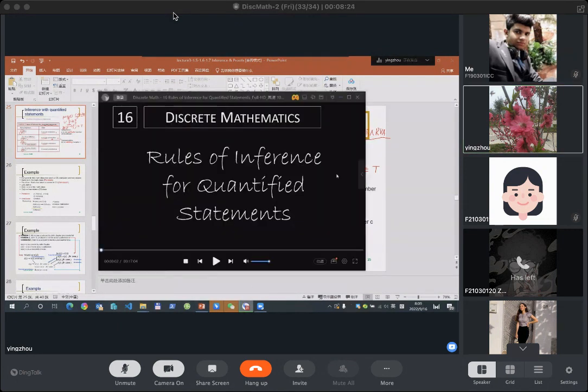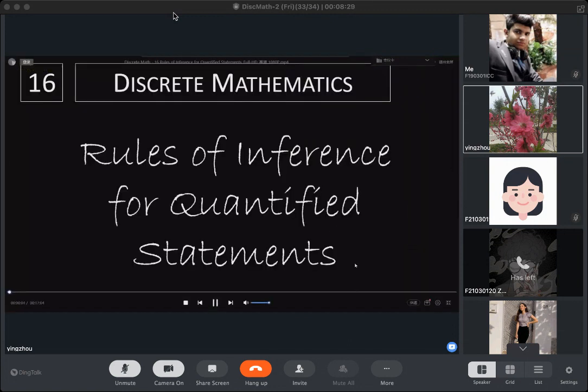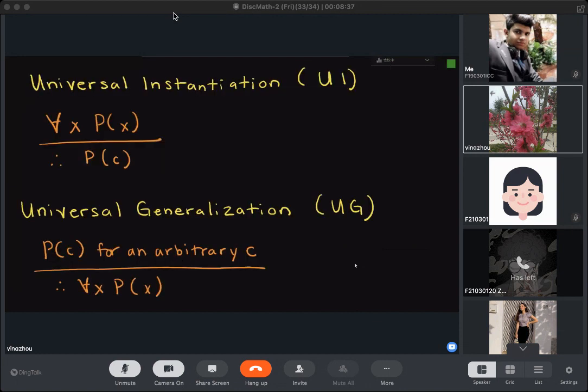Okay. About how to use the rules of inference to make a valid argument, we're going to continue doing that. And in this video, we're going to focus on statements that have quantifiers. What we would like to do is to develop some rules that we can use when we're dealing with quantified statements. Our first rule here is universal instantiation, which we abbreviate UI.